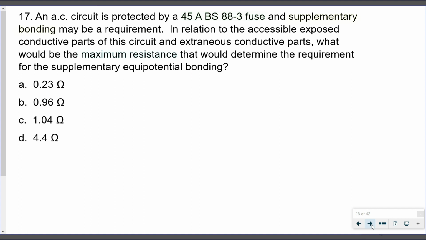Question 17. An AC circuit is protected by a 45 amp BS 88-3 fuse, and supplementary bonding may be a requirement. In relation to the accessible exposed conductive parts of this circuit and the extraneous conductive parts, what would be the maximum resistance that would determine the requirement for supplementary equipotential bonding? So we're going to look at supplementary bonding.